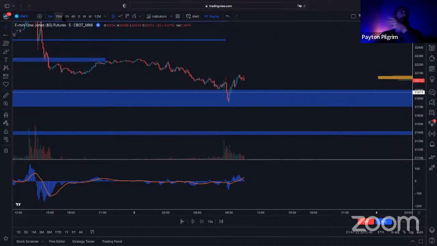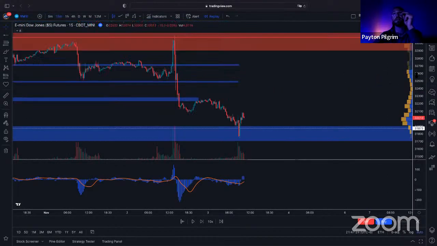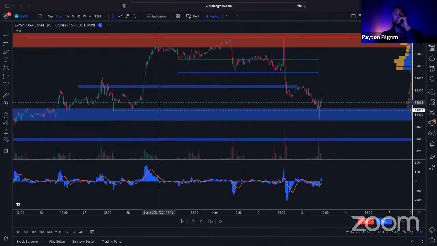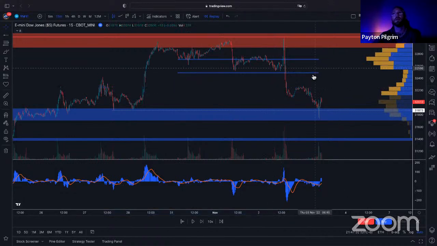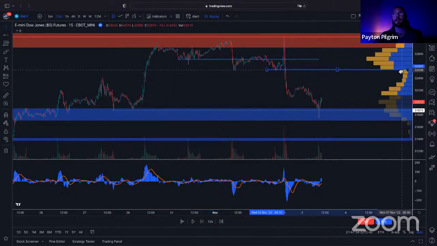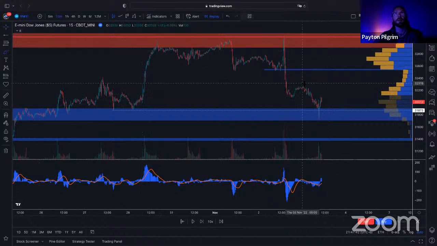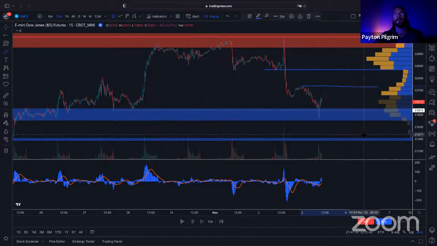What's really annoying though is how the volume profile isn't working at all. So that's fun. Okay, we're going to delete these levels and we're just going to use this right here. Just that. So if we start to break this level, we'll be heading up there. I'm still holding these levels though. Let's make this supply.